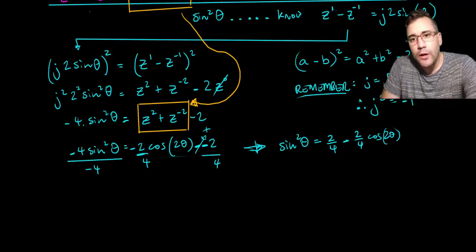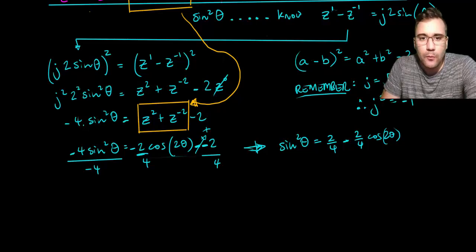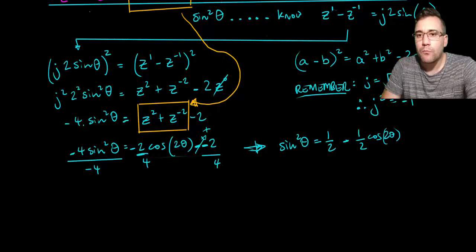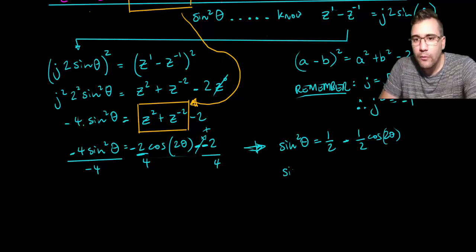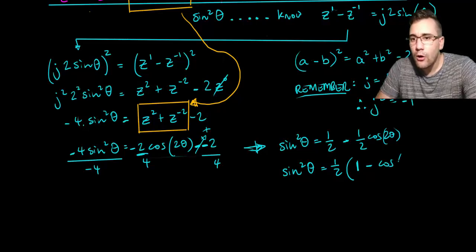Very interesting. What else can we do? We could probably factor out a half. We can change that to a half because it's equal to a half. We can change that to a half, and then both of these terms have a half in it, so we can factor out the half. So what we're going to get is sine squared of theta is equal to 1/2 times 1, right? That'll give you this bit, minus cosine of 2 theta.